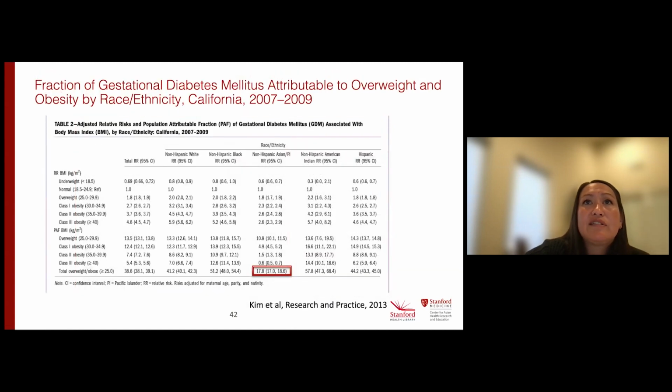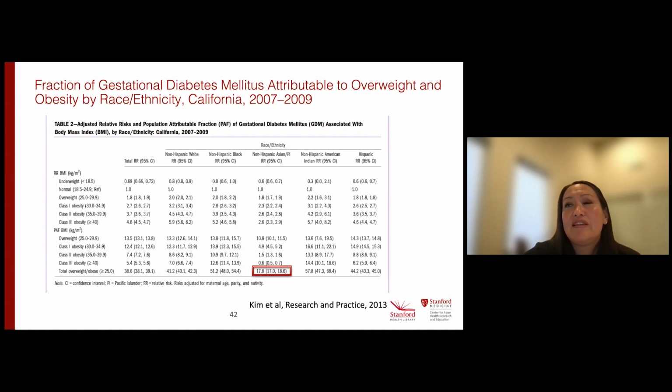And then this looked at the fraction of gestational diabetes that was attributable to overweight and obesity by race and ethnicity in California. They calculated population attributable fractions for gestational diabetes. In this study, they analyzed over 1 million records of patients who were age 20 or older, who had a live birth in California between 2007 and 2009. They used logistic regression to estimate the magnitude of the association between pre-pregnancy body mass index and GDM, and then calculated the percentages of GDM attributable to overweight and obesity.